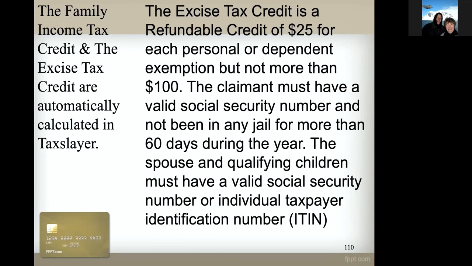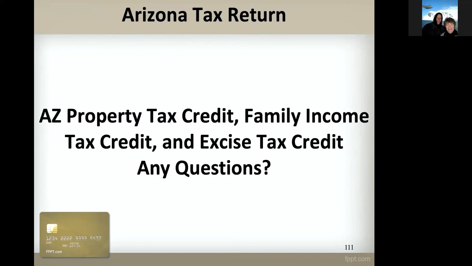The excise tax credit is $25 for each person, but not more than $100. You're only good for 4 people. And you can't have been in jail for more than 60 days during the year. And you have to have a valid Social Security number or ITIN number. Now, I have never asked a client, well, have you been in jail this past year? I just plug the information in, and that's what happens. All right, that's the property tax credit, the family income tax credit, and the excise tax credit.